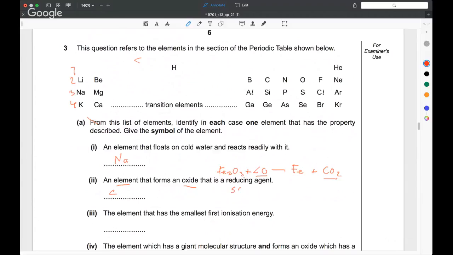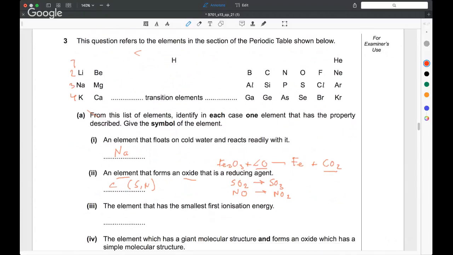Other examples you could think of, well, sulfur dioxide, that can be further oxidized, can't it, to sulfur trioxide. Or you could think of nitrogen monoxide, we saw that earlier in the paper, that can be further oxidized to nitrogen dioxide. So these are all examples of non-metal oxides that can be further oxidized. So I think a really good choice there would be carbon. Other choices you could have will be sulfur for sulfur dioxide or nitrogen for nitrogen monoxide. I'm choosing carbon.